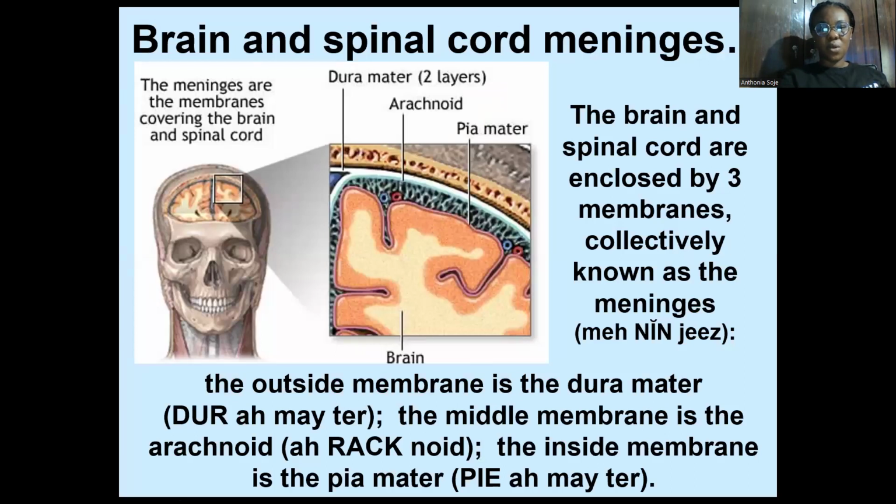The brain and the spinal cord are enclosed by membranes, collectively known as meninges. The outer membrane is the dura. Here you have the dura. The middle membrane is the arachnoid. Here you have the arachnoid. And the inside membrane is the pia mater.